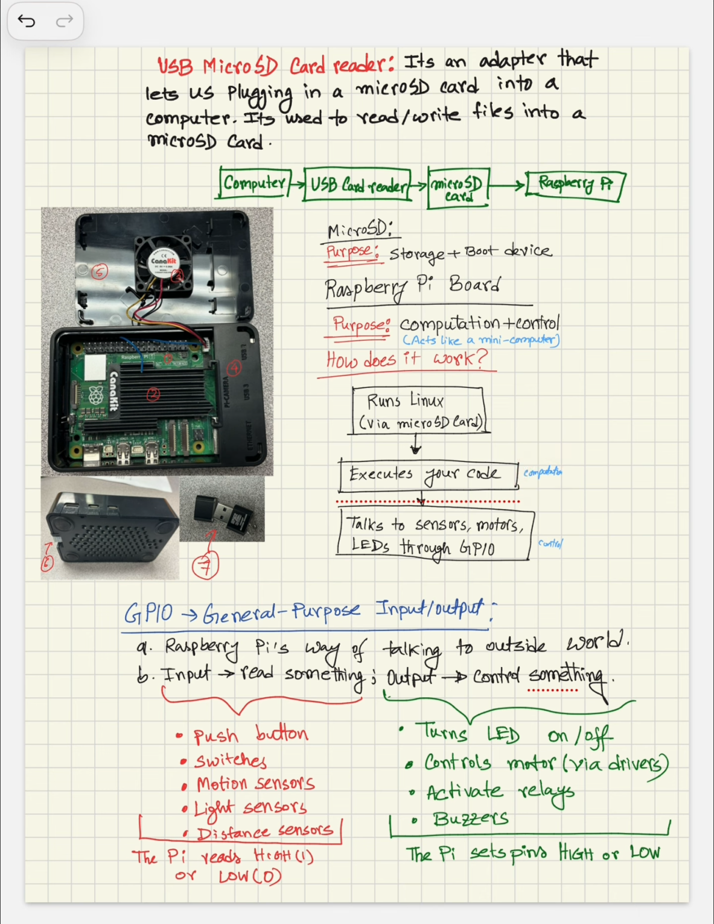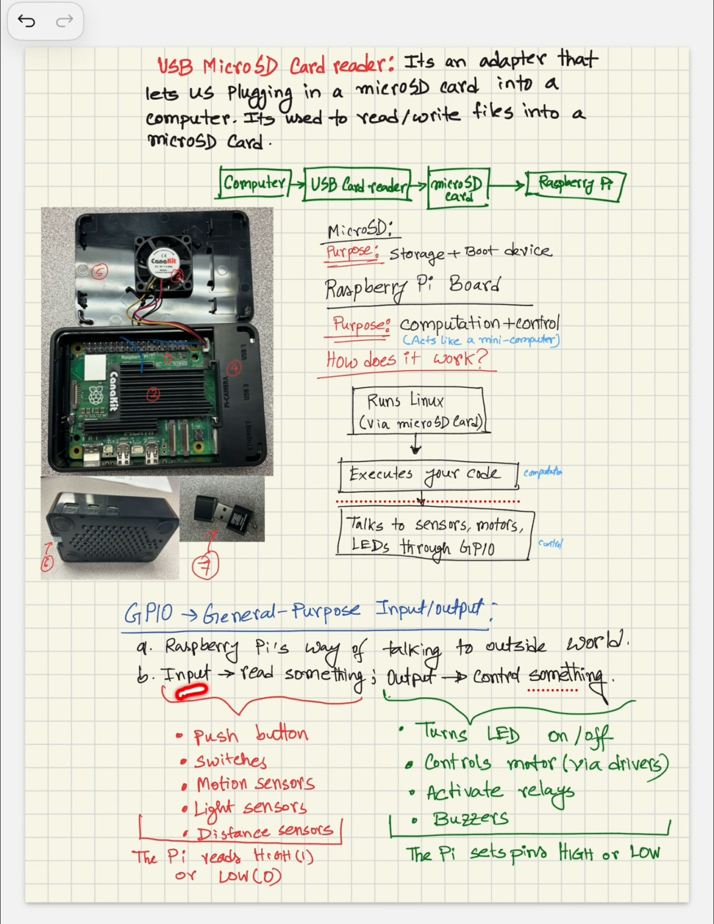And then next, after getting some output, it uses those outputs to talk to sensors, motors, LEDs, and other hardware through GPIO. So what is GPIO? The full form of GPIO is General Purpose Input Output. So the Raspberry Pi's way of talking to the outside world is GPIO. So it will have an input, and it will have an output.